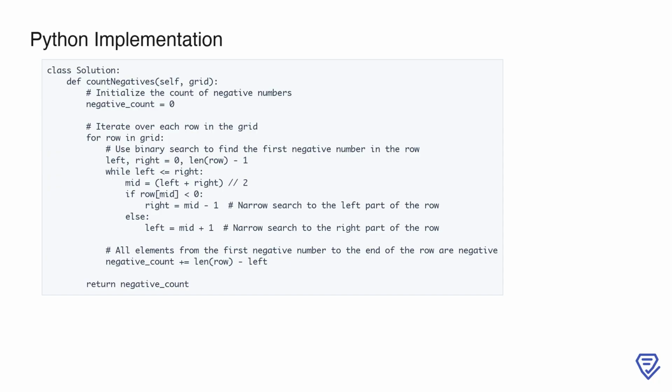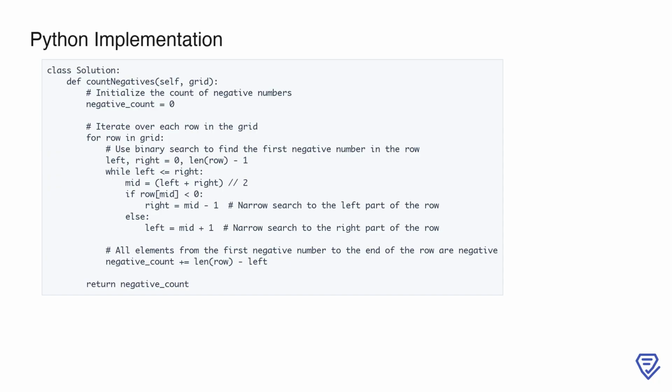The provided Python implementation solves the problem of counting the number of negative numbers in a sorted matrix efficiently using binary search. Here is a detailed explanation of the code. 1. Initialize the counter. The variable _count is initialized to 0 at the beginning of the count negatives function. This variable will store the total count of negative numbers found in the matrix.